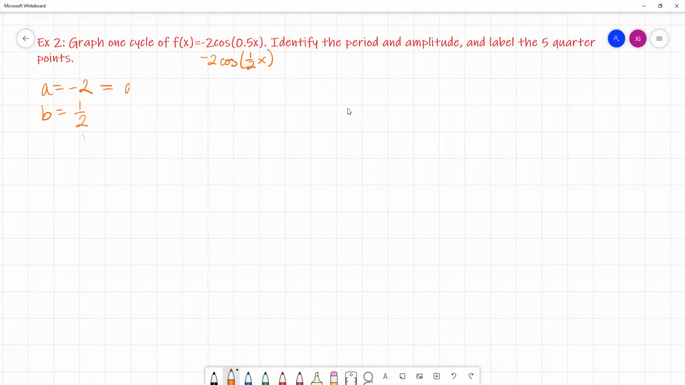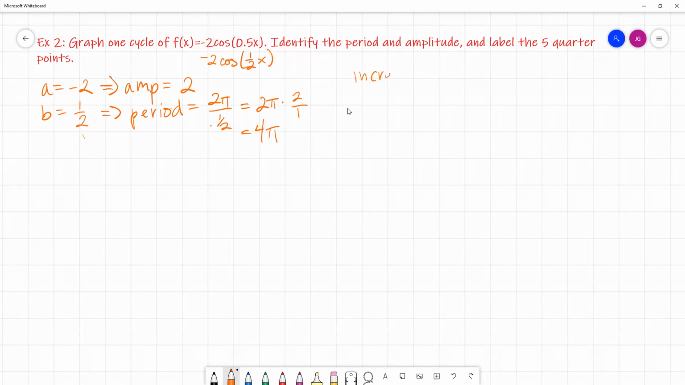So that means my amplitude is going to be +2, right? Because I take the absolute value of the a. So absolute value of -2 gives me +2. And then my period is 2 pi divided by 1/2. But that's the same thing as 2 pi times 2/1, right? If I'm dividing by something, I can multiply by the reciprocal. So I end up getting 4 pi as my period.